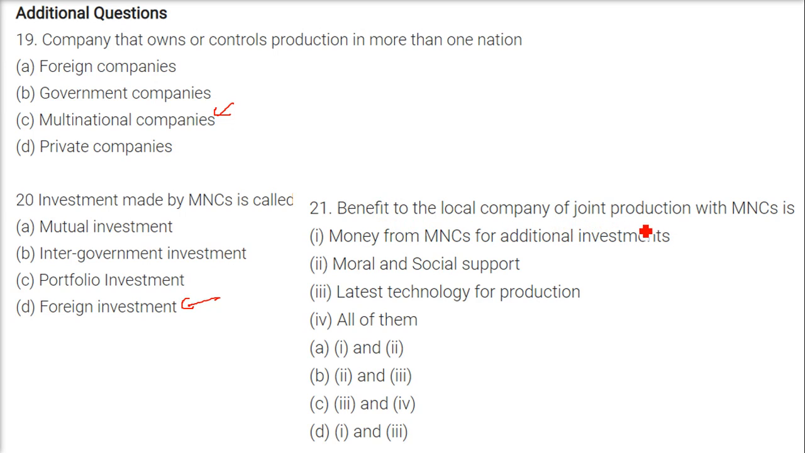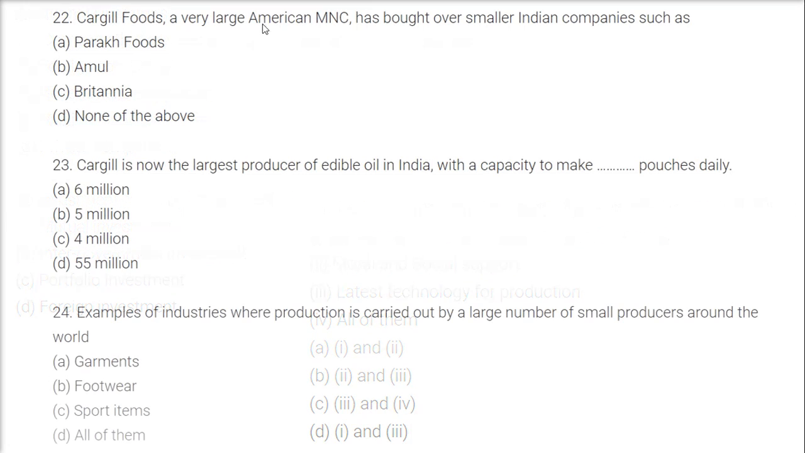D. Benefit to the local company of joint production with MNCs is, and the answer is, see there are 4 options, so we'll choose 2 of them, right? So it is money from MNCs for additional investment, this is also true. Moral and social support, no, all of them no. Latest technology for production, so 1 and 3. So D is the answer.